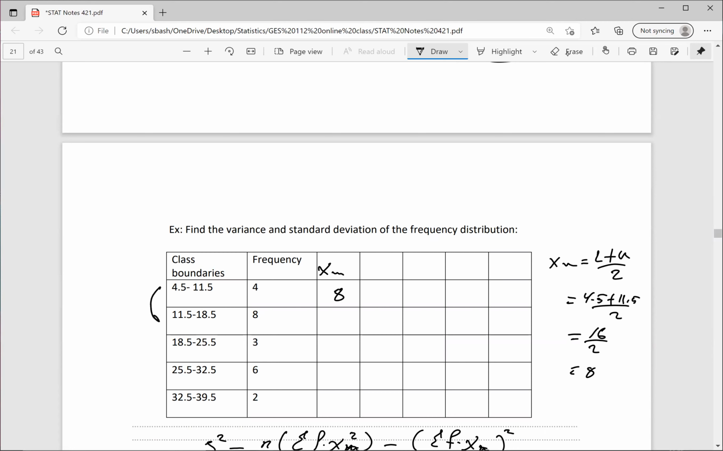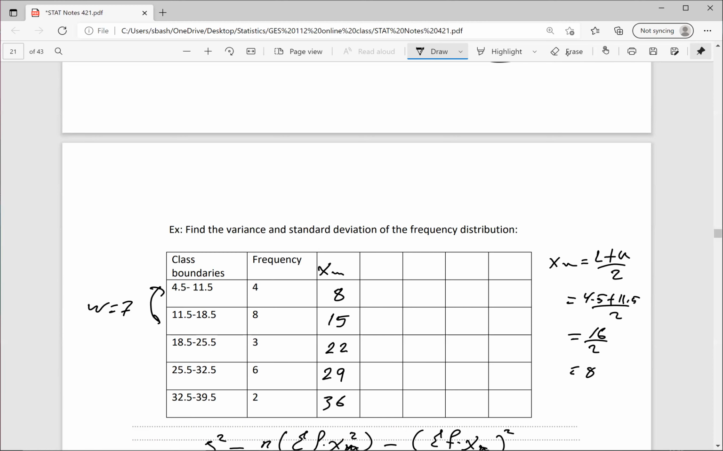We can see that the class width is equal to 7. So all I need is to add the class width to the first midpoint. No need to repeat the process of the lower boundary plus the upper boundary divided by 2. Since we found the first one, I can add the class width, which is 7 in our case. So 8 plus 7 is 15, plus 7 is 22, plus 7 is 29, plus 7 is 36. So these are the midpoints.